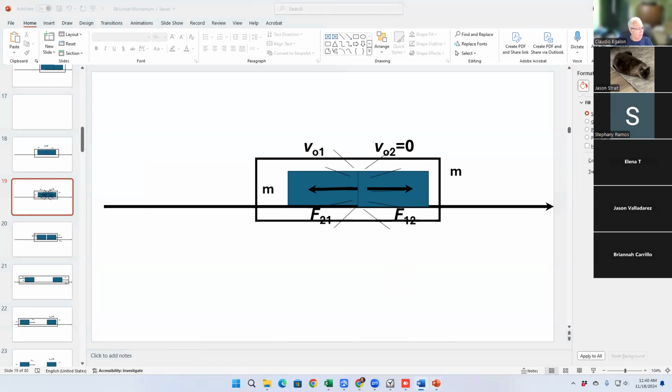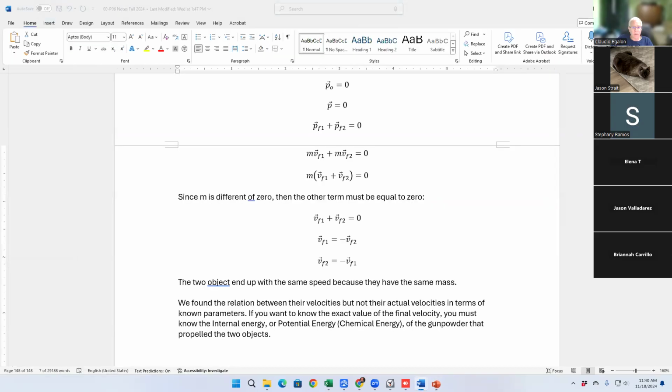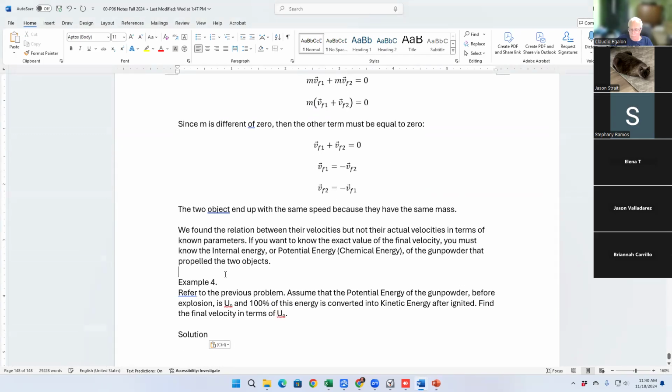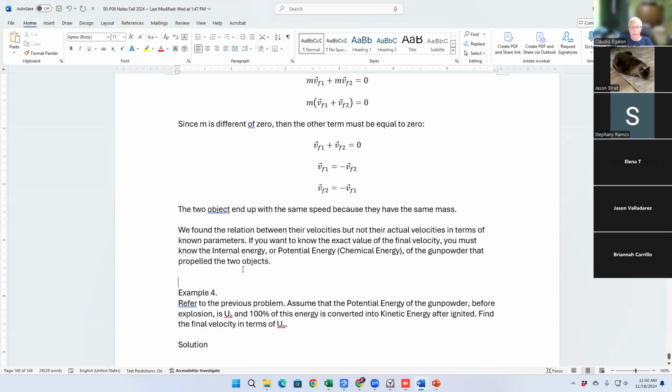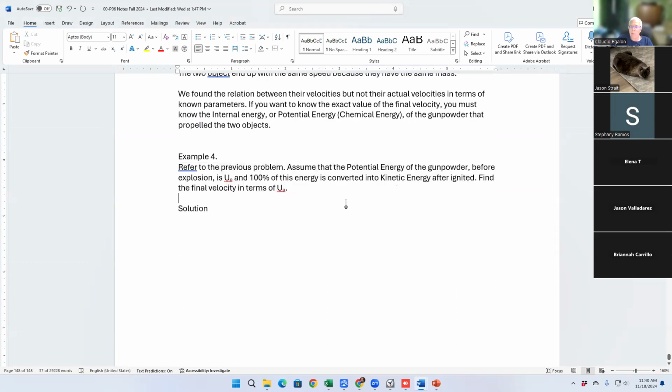Okay, so example 4 deals with this problem. Let's say I do know the internal potential energy of the gunpowder. What would be the final velocity? Refer to the previous problem and assume that the potential energy of the gunpowder before explosion is U naught, and 100% of this energy is converted to kinetic energy after ignition. Find the final velocity in terms of U naught, okay?